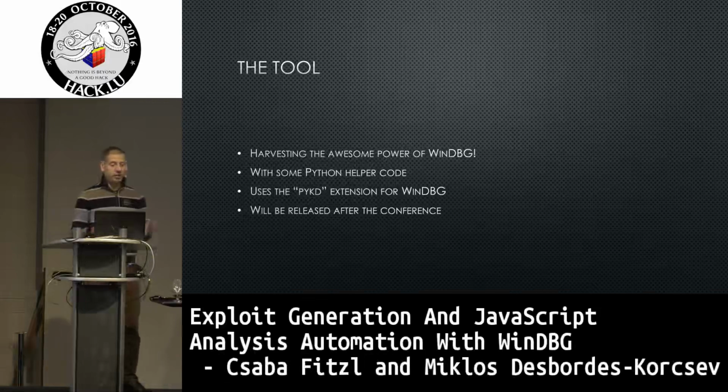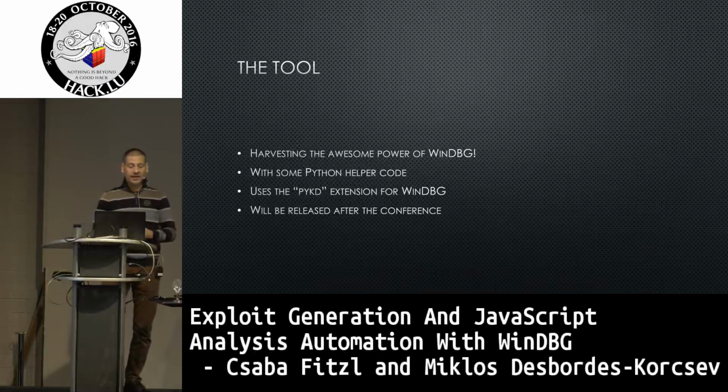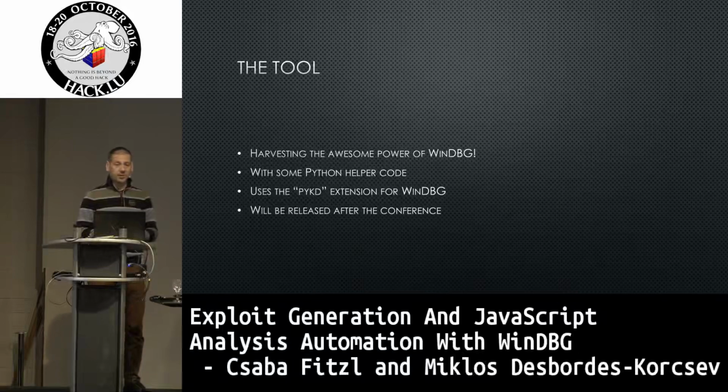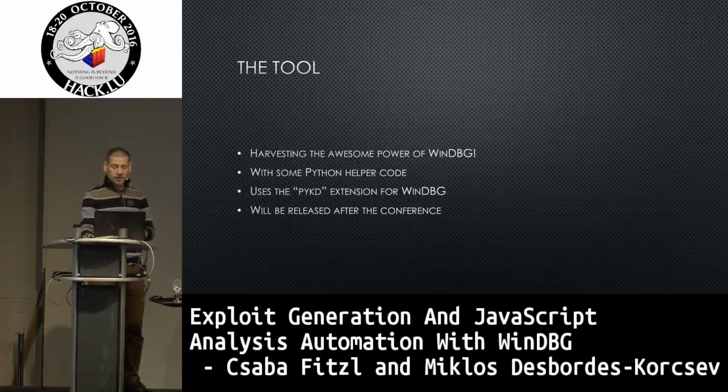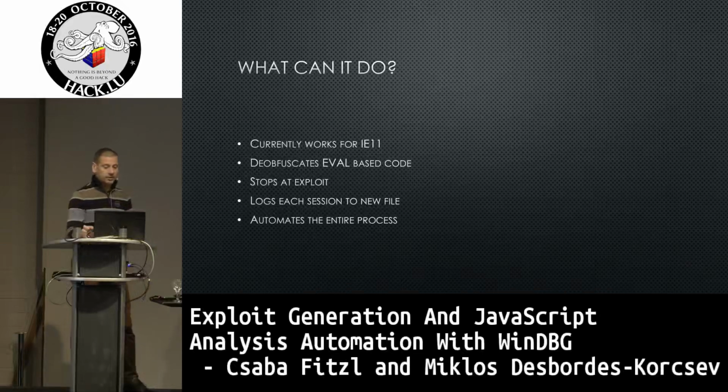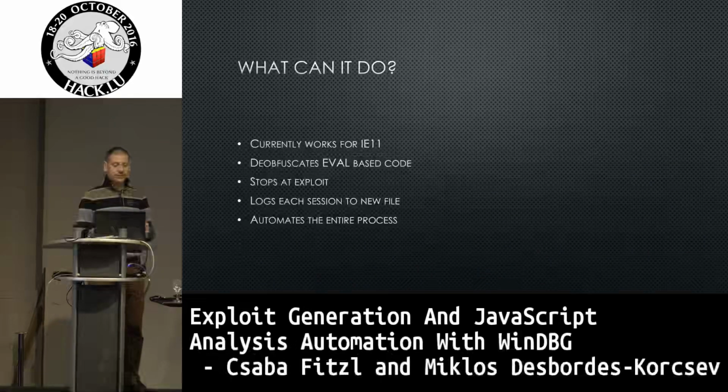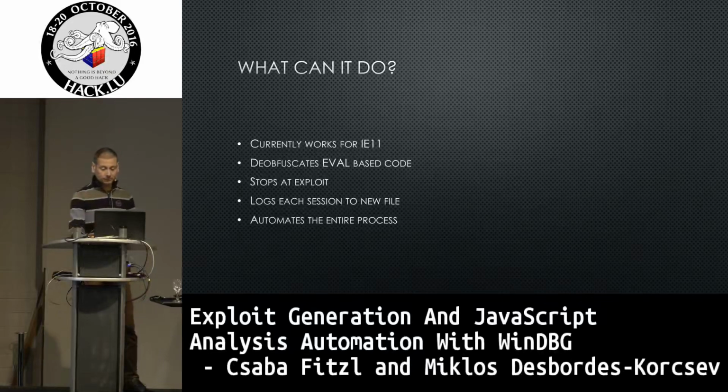And the idea is to harness the awesome powers of WinDbg and a bit of Python code that goes along with it, using the same PyKD WinDbg extension. And the code is hosted at GitHub. We will see it at the final slide. So what can it do for the moment? It works for IE11. It deobfuscates eval-based code and stops at the exploit. Each session is logged to a new file, and most of the process is fully automated.